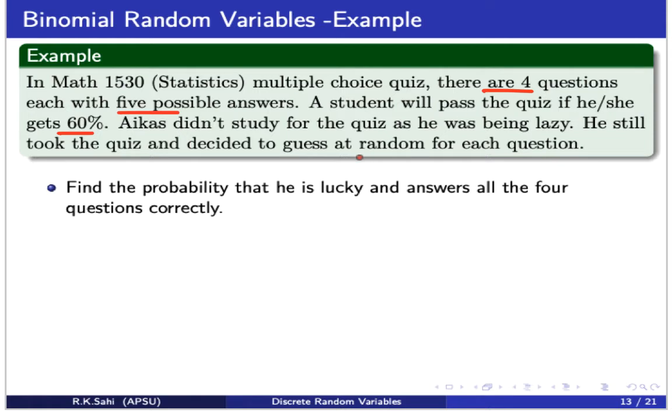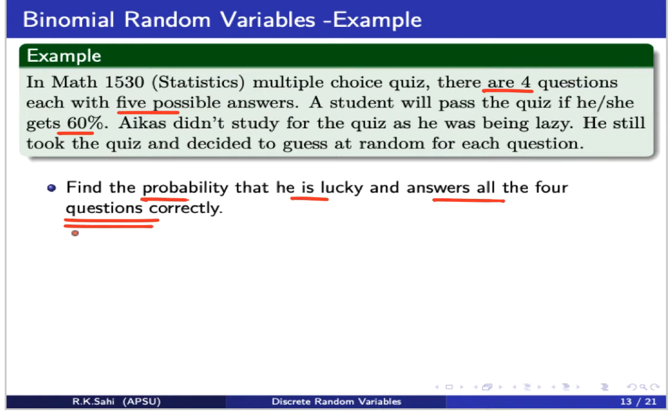Now, in this problem, guys, we need to know what the random variable is, what kind of random variable, is it binomial or not, and then we will proceed. So let's read the question again. It's a multiple choice quiz where there are 4 questions, each with 5 possible answers. A student is going to pass if he gets 60%. One of the students did not study, so he randomly takes the quiz. Now here's the question. Find the probability that he is lucky and gets all the 4 questions correct.